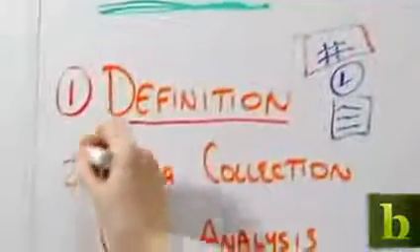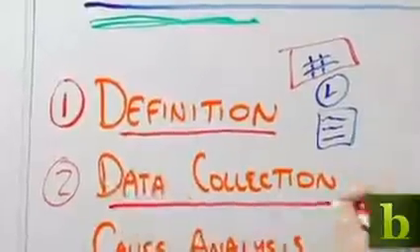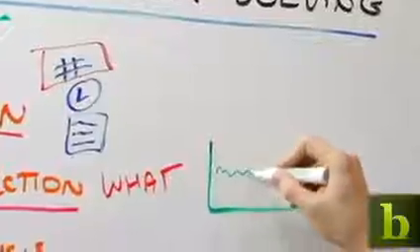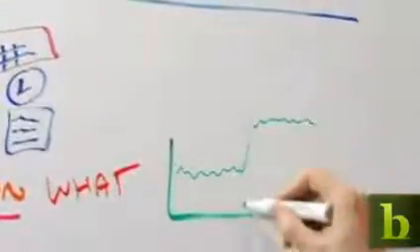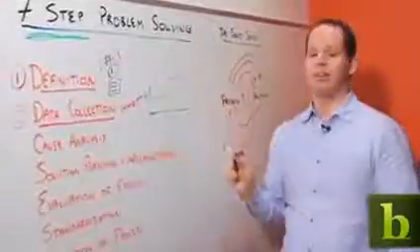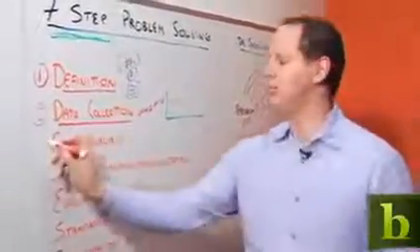Now we move to step 2. Step 2 is data collection. Data collection answers the question of what is going on. So if we're thinking about number of calls, let's look at a graph. Let's look at number of calls over time. Maybe we determine that yes, in fact, somewhere around June of last year, the number of calls went up. Now we have some data.